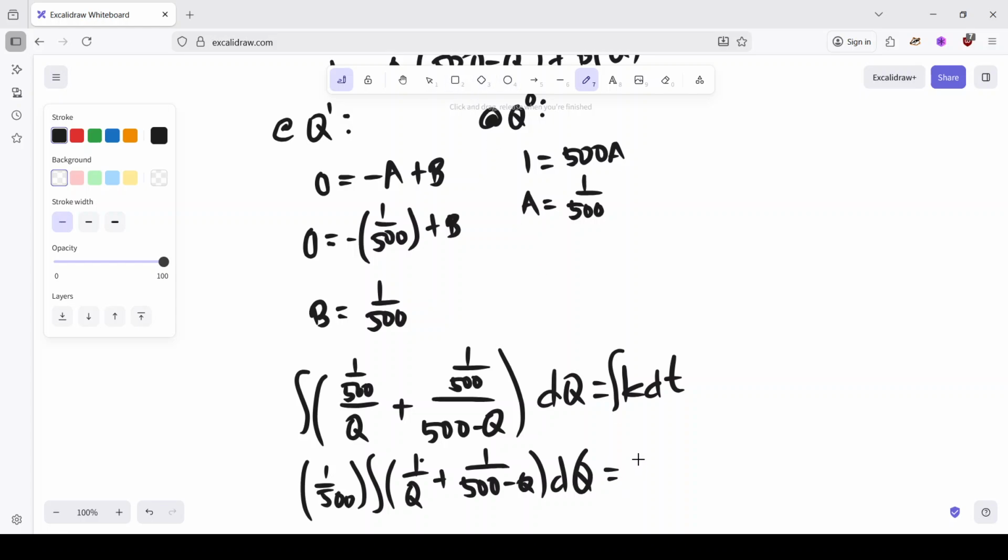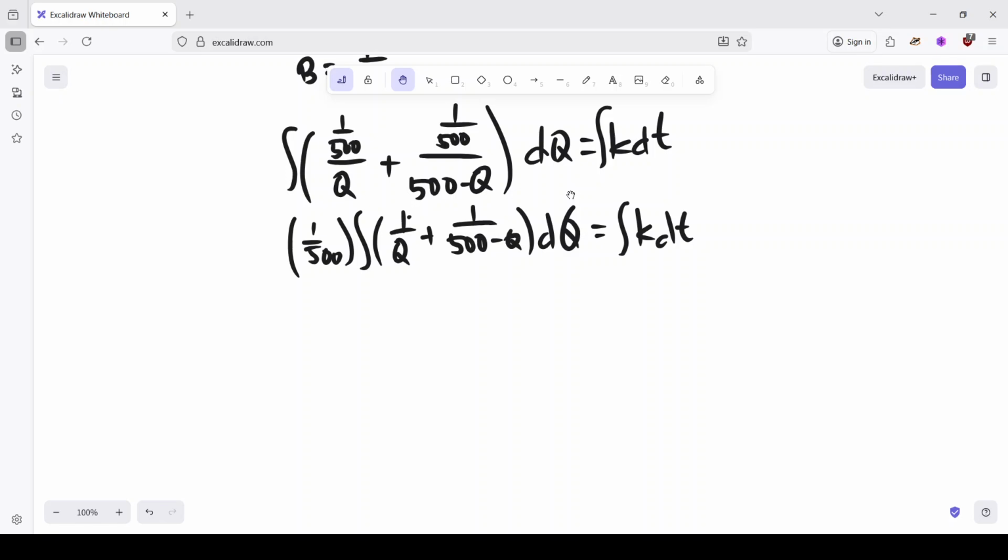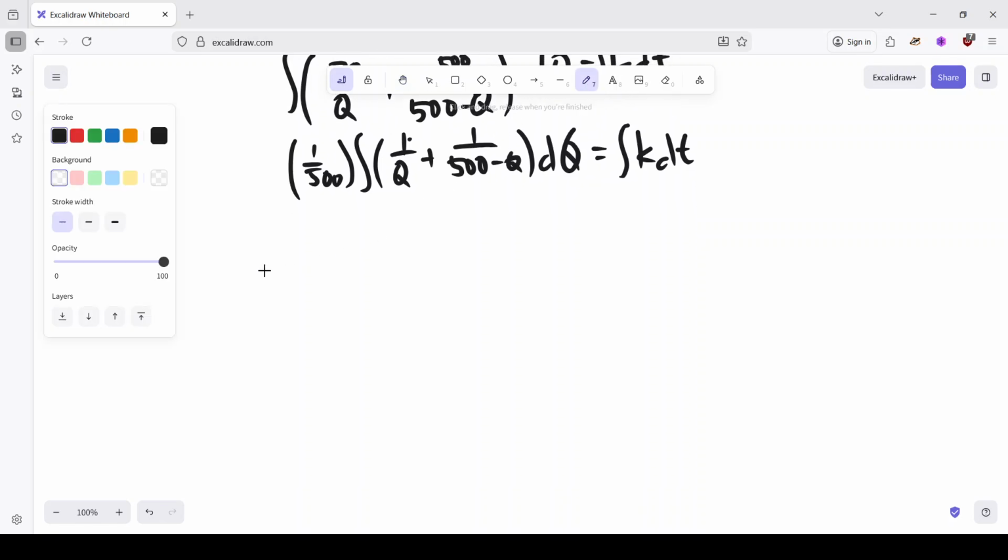Okay, so this is equal to the integral of k dt. Then let's integrate. So pwede na siyang integrate na. Okay, so 1 over 500 times the integral of 1 over q dq magiging ln of q. Then the integral of 1 over 500 minus q is supposed to be negative dq.